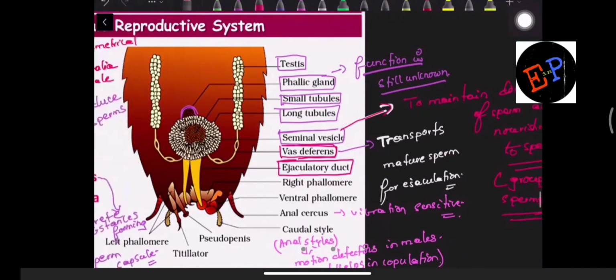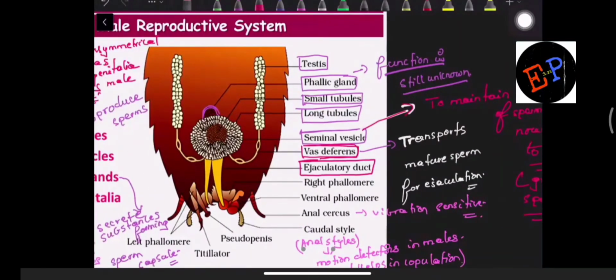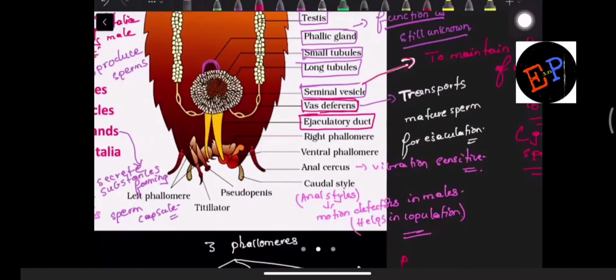Then we have phallomeres. What is meant by phallomeres? Already we have studied, no? It is an unorganized membrane of polysaccharides. This is called a phallomere. So what is meant by phallomere? Phallomere means unorganized.